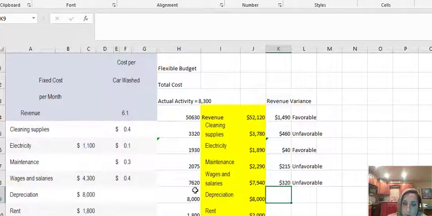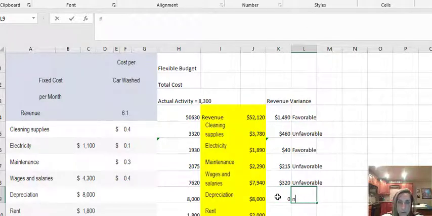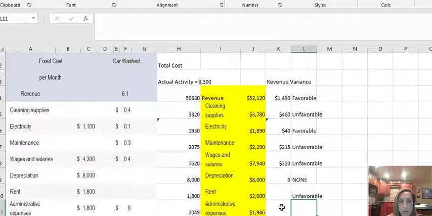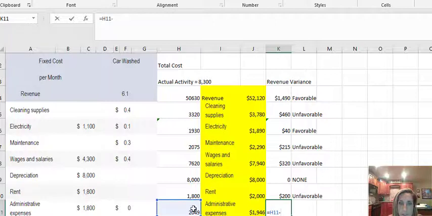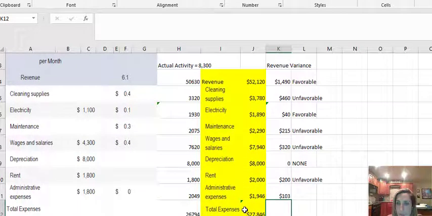This one, there's no difference between what I actually generated and what I should have generated. The third, the rent, is going to be unfavorable because I actually incurred $2,000 of cost. My budget says I should have only incurred $1,800. And then the last one here will be favorable because I saved money on administrative expenses.